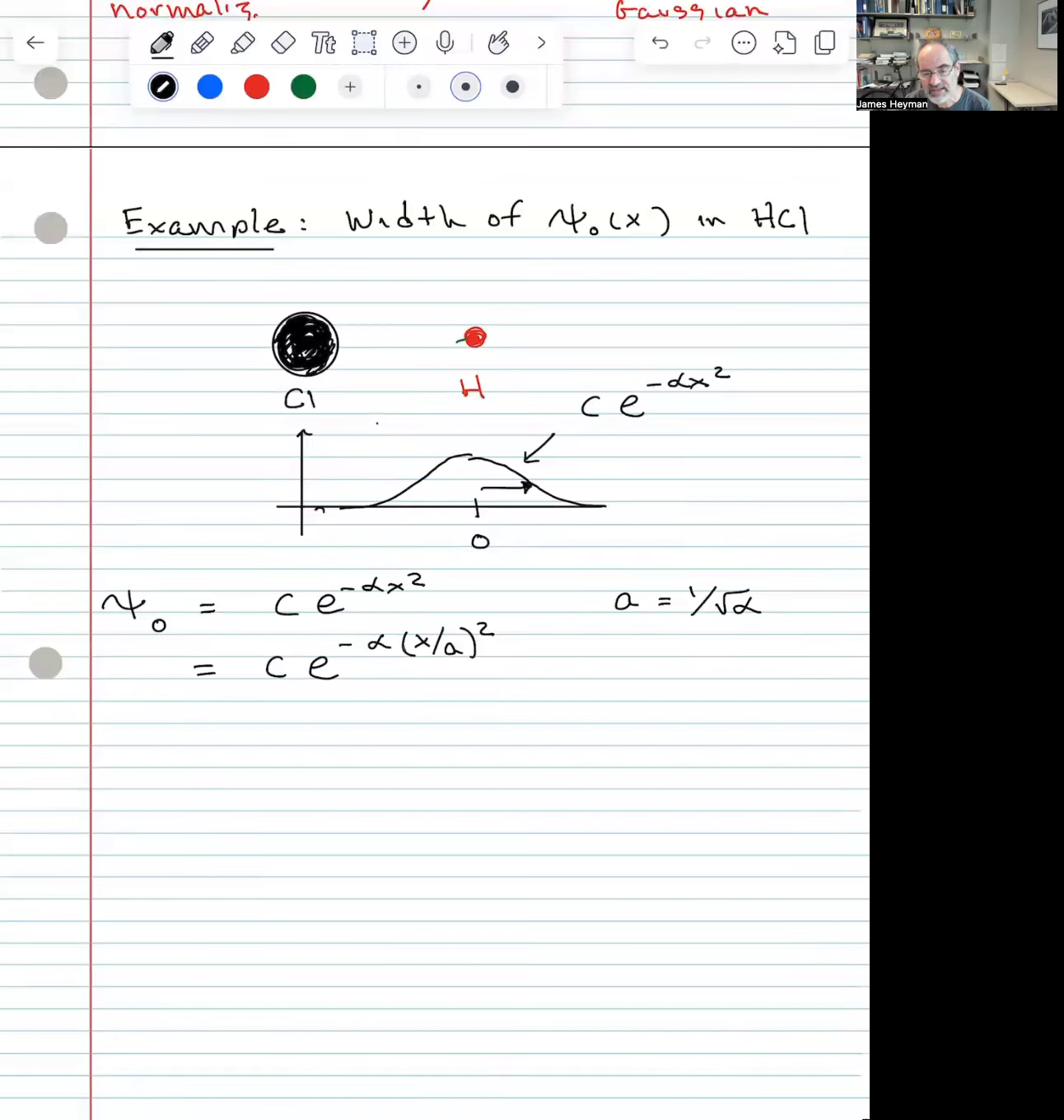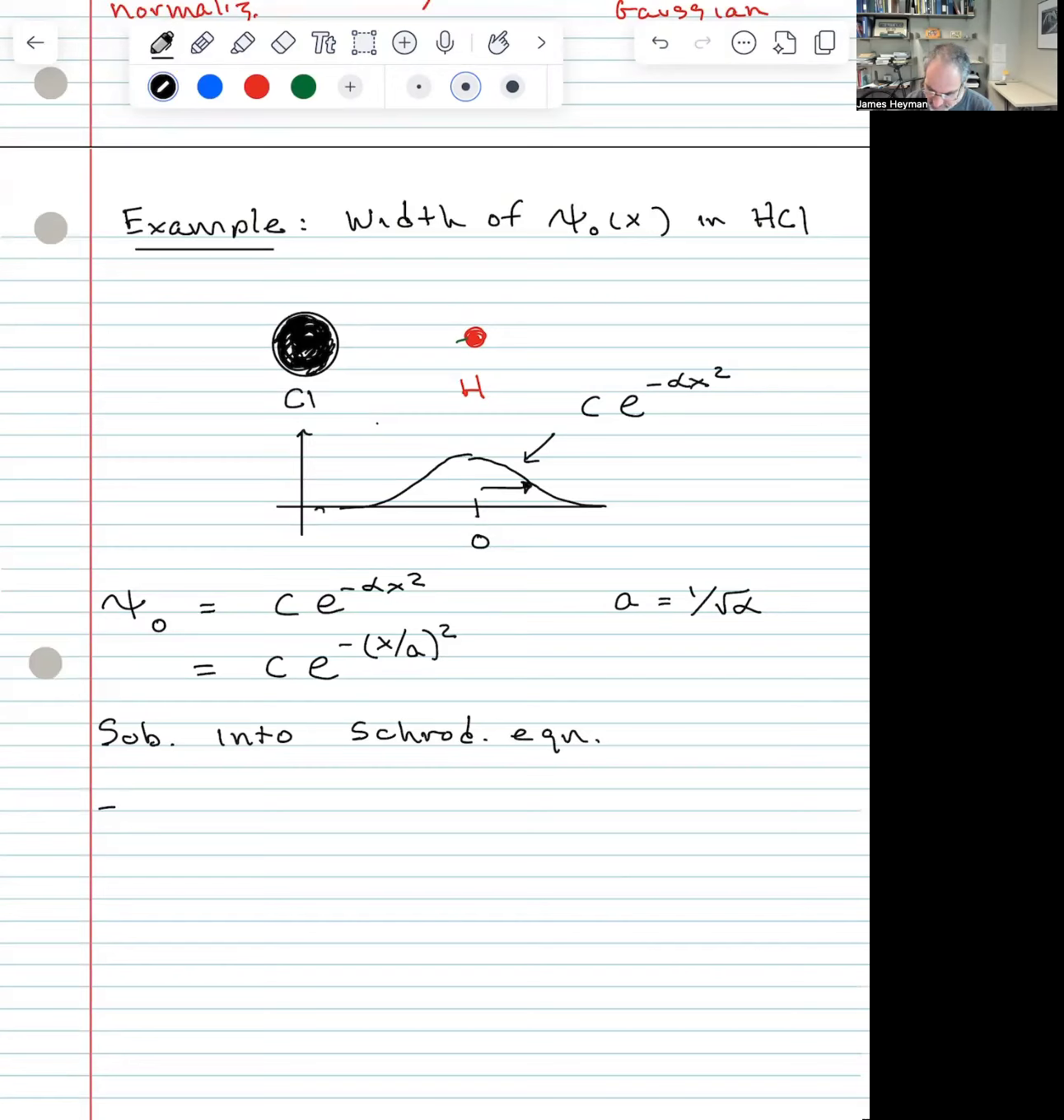In that case, a becomes something like the width of the function, because when x is equal to a, well, I'm sorry, I made this substitution so I don't have alpha anymore. When x is equal to a, then the amplitude of the wave function has dropped by a factor of e. So we're going to make this substitution, and then we're going to solve for a. To do this, we'll substitute this wave function into Schrodinger's equation and turn the crank.